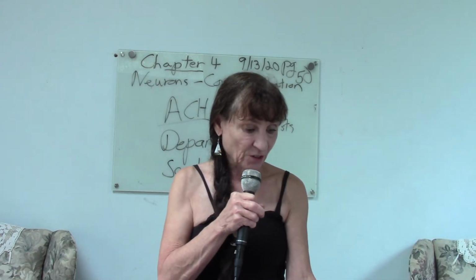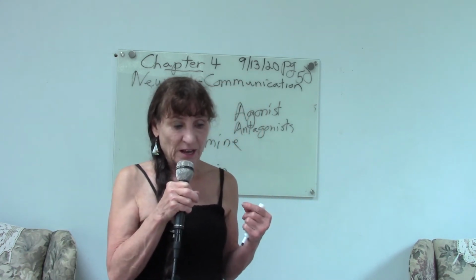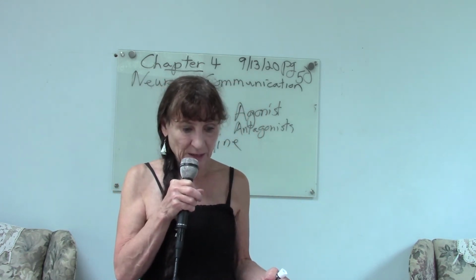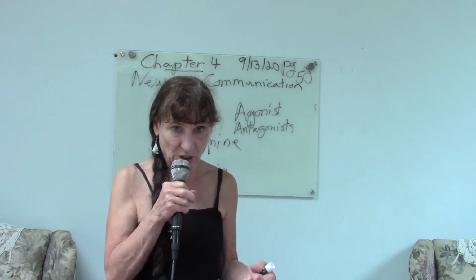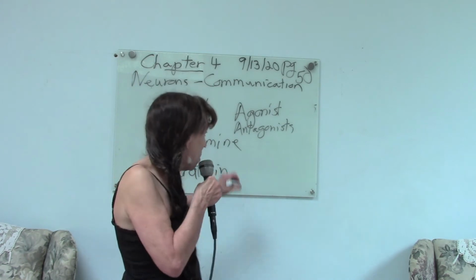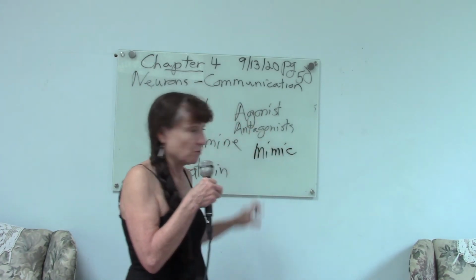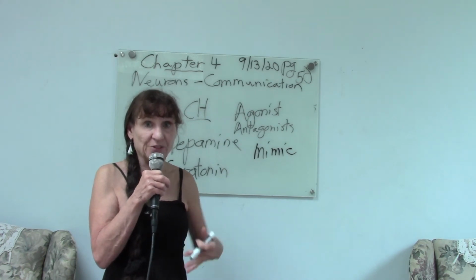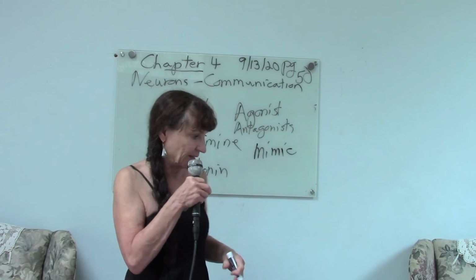Okay, so agonists increase a neurotransmitter's action. They may block the uptake or increase the release of that particular neurotransmitter. Also, agonists may mimic the neurotransmitter close enough to fit into the receptor site. So think about this with a lock and a key.